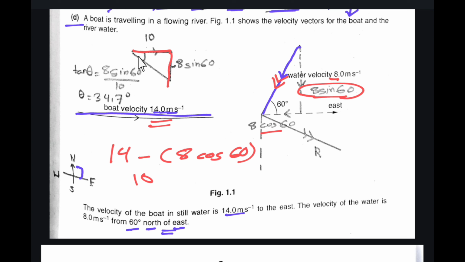So after calculating by using tan, that is tan theta is equal to opposite by adjacent, we get the value of theta, that is 34.7 degree. So the value of theta is 34.7 degree from east, that means somewhere at this side. Then we need to just draw this value of r, or the line r.